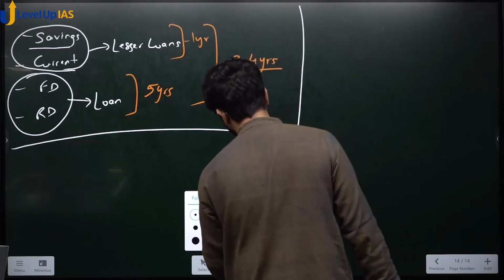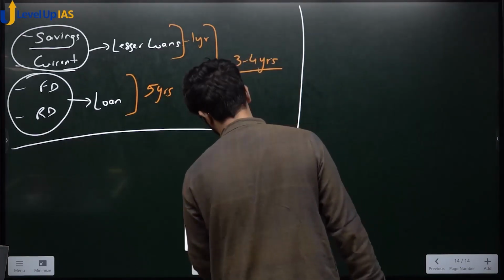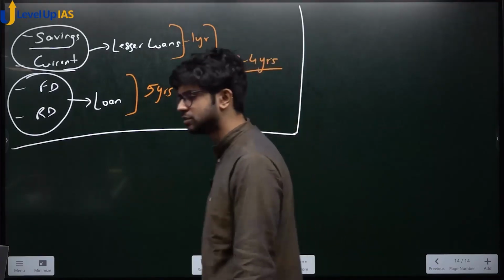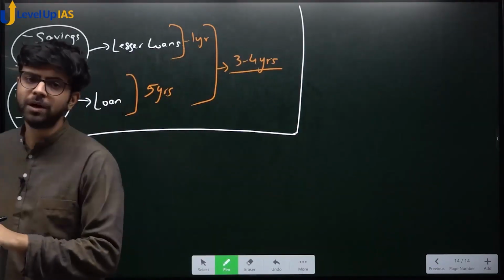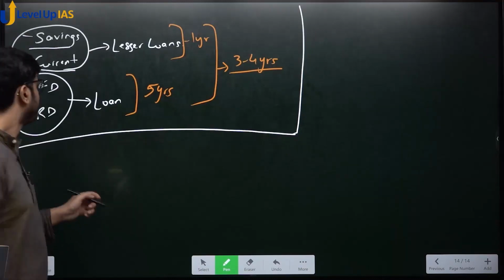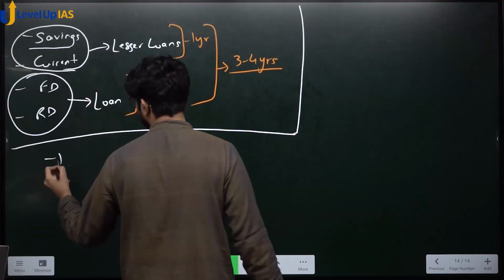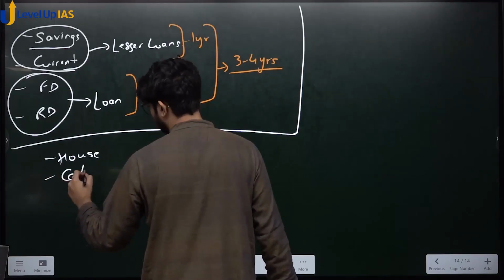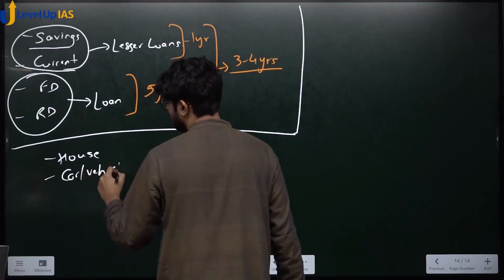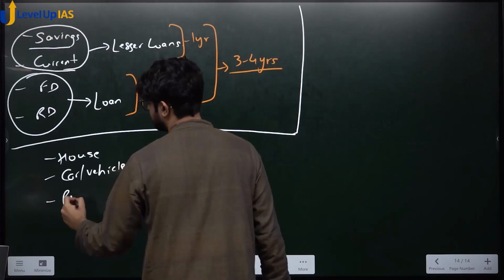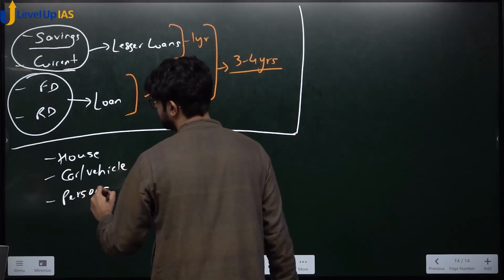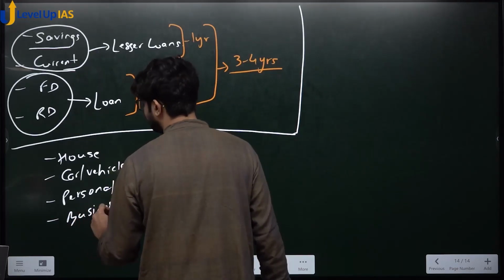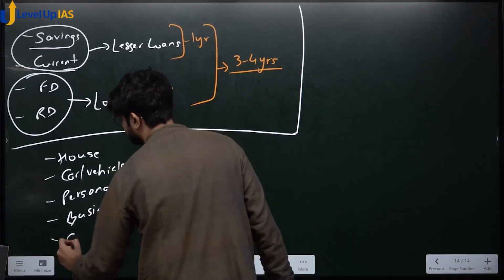What kind of loans does a bank give? What kind of loans do normal banks give? Housing, house loan, car, vehicle, bike also these days, personal, business, and more or less, education.